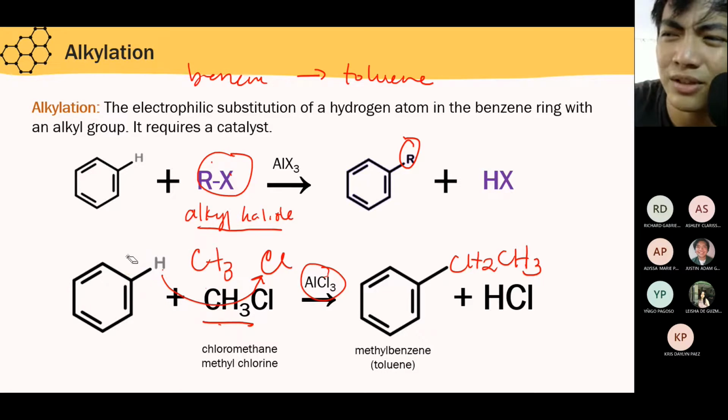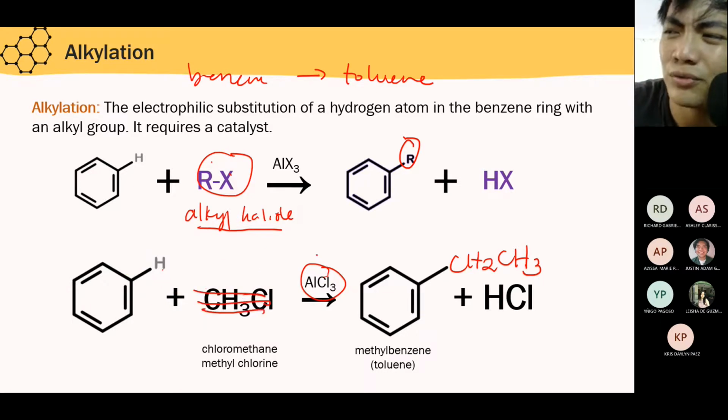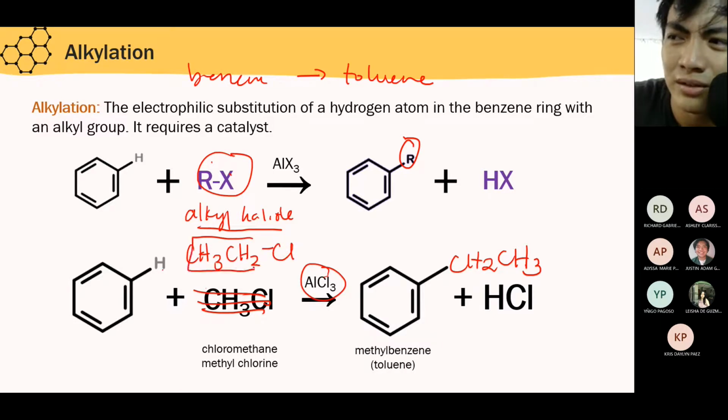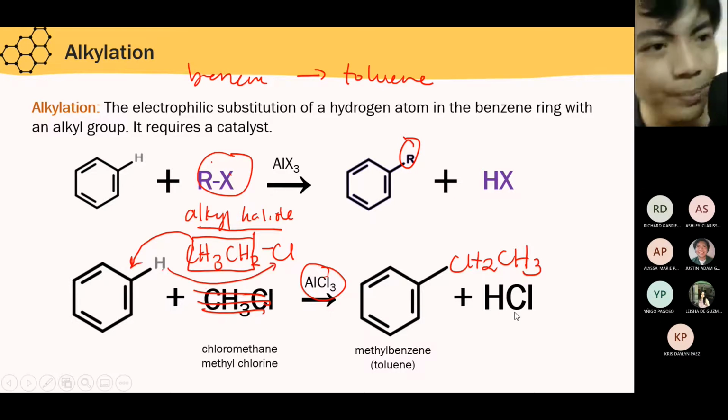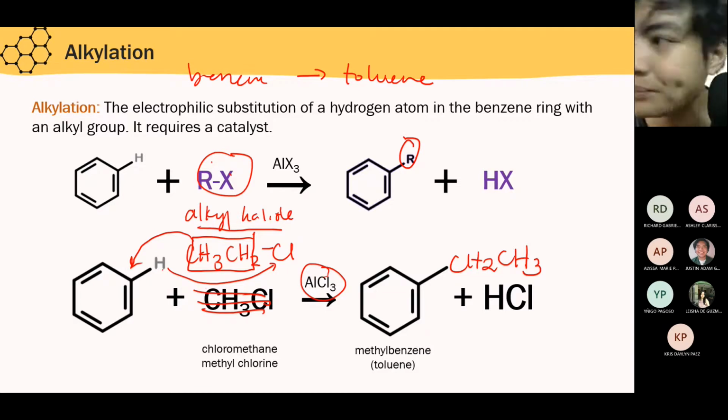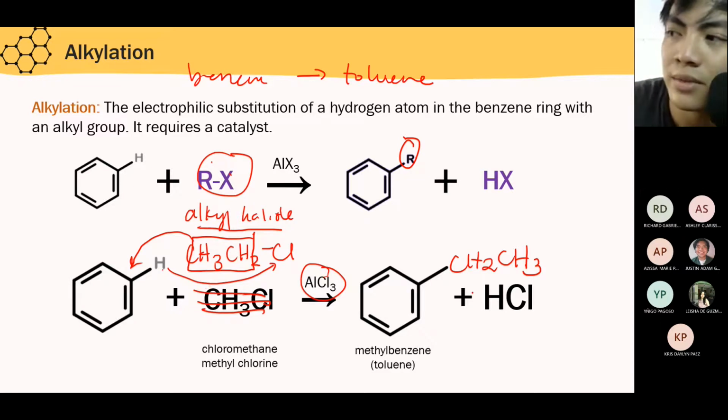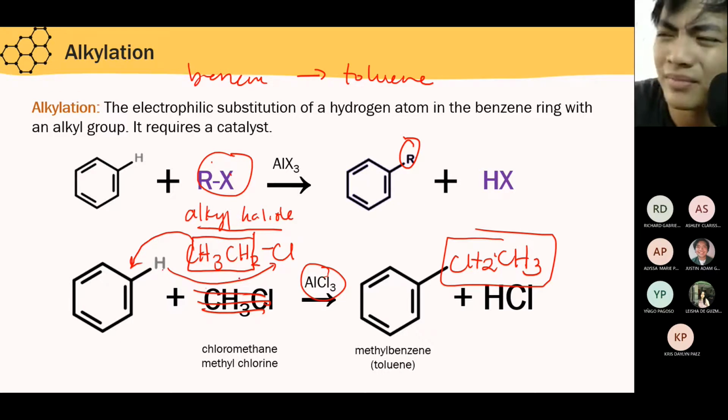So, ibig sabihin, kung gusto mo ng ethyl, ang kailangan mo would be ethyl chloride. Ganun lang kasimple. Ethyl chloride, CH3, CH2, Cl. Yung kakabit dito, then yung HCl, magsasama sila. Okay? So, ganun lang siya kasimple. Kung ano yung alkyl group na gusto mo ilagay, yun yung alkyl halide na ihahalo mo sa solution. Alkyl halide, so basically, kung ano yung carbon chain mo, lagyan mo lang ng Cl sa dulo.